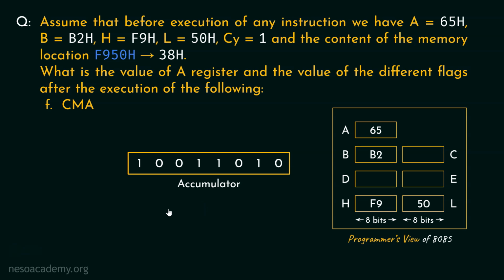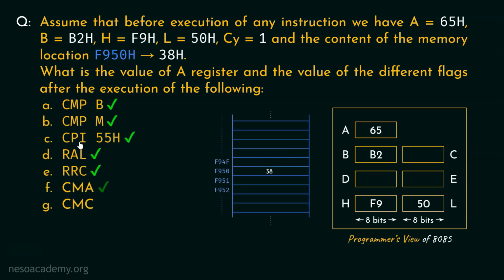Now observe, 1001 is 9 and 1010, which is 10 in decimal, in hexadecimal is A. So after the execution of CMA, since previously we had the 65 value within the accumulator register, the new updated value within the accumulator is going to be 9A. And you already know, the CMA instruction doesn't affect any of the flags. With this, we are done with the sixth instruction.